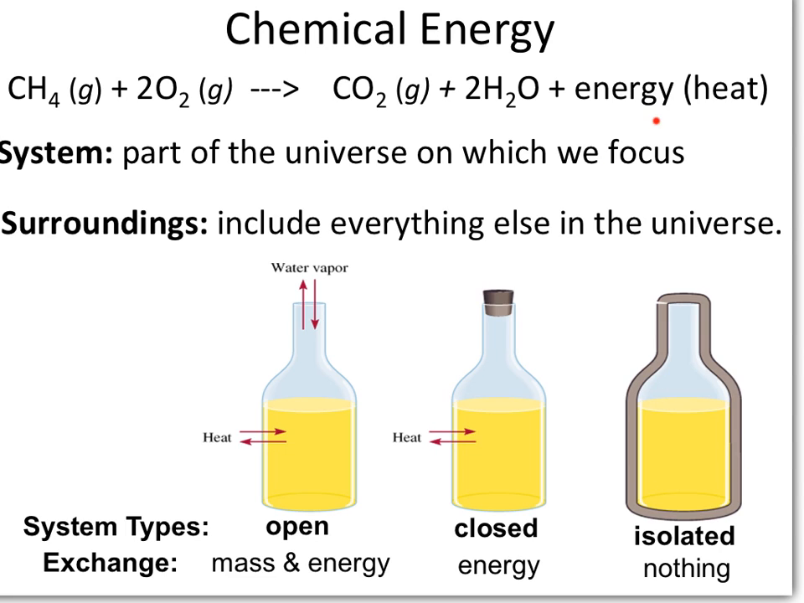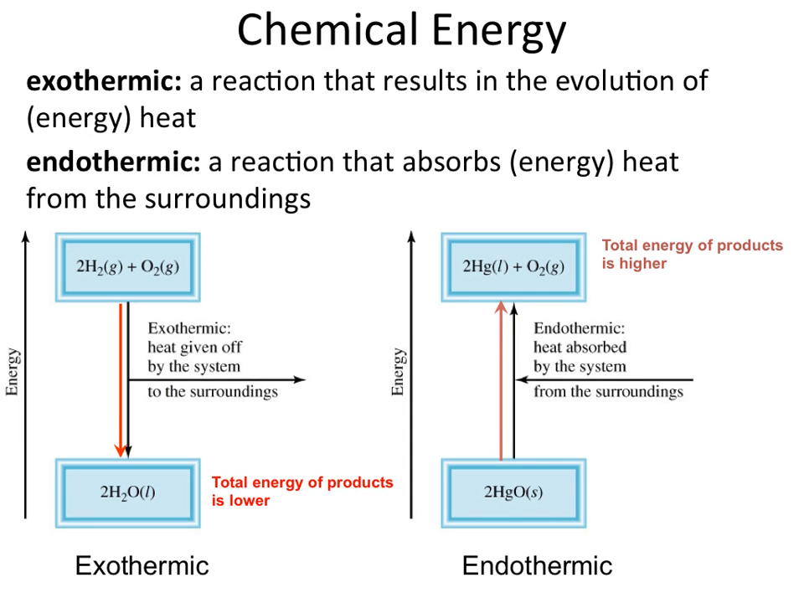So the system, remember, is the thing that we're focusing our attention on, and our surroundings are everything else that's not part of the system. This is going to be important for us to understand heat flow, energy exchange, and things of that sort. If we're looking at a chemical reaction and focusing on the system, the heat exchange that may occur is going to be described in one of two ways. It's either going to be exothermic or endothermic.